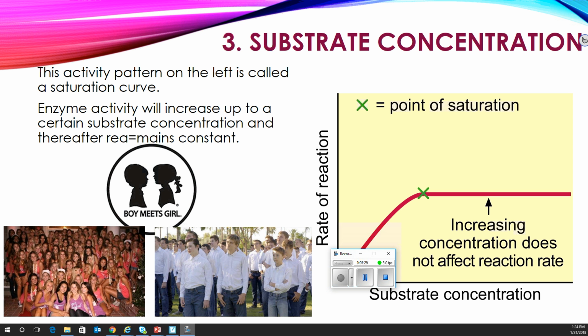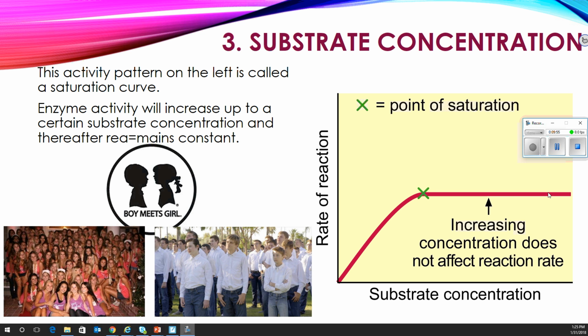And the third thing that we need to worry about is substrate concentration. There becomes a point that no more reactions can take place. Think of it this way. If I have 10 girls and 40 boys and I'm going to marry them off, there becomes a point where I can't marry any more off if I'm doing 1-to-1. So it becomes a stalemate.